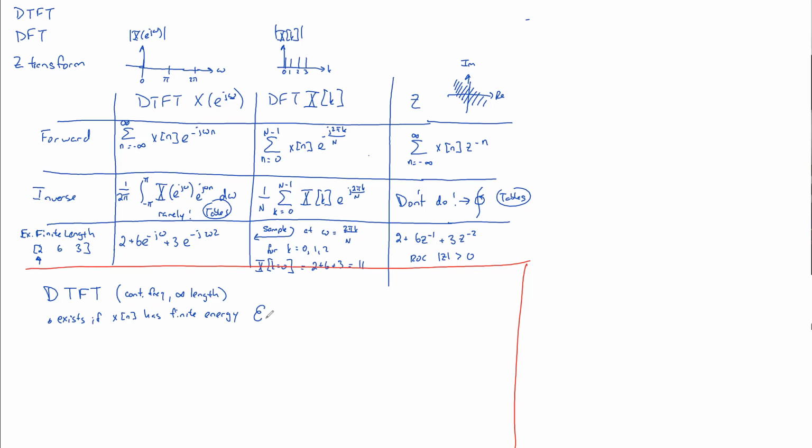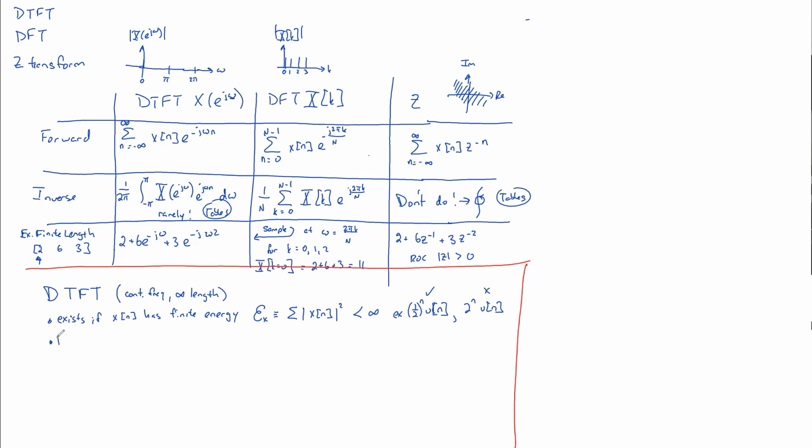And remember, the energy of a signal x is defined to be the summation over all n of the magnitude of x of n squared. What we're saying is that energy has to be less than infinity for the DTFT to exist. So as an example, 1/2 to the n u of n is okay. 2 to the n u of n is not okay. That summation would be infinite.